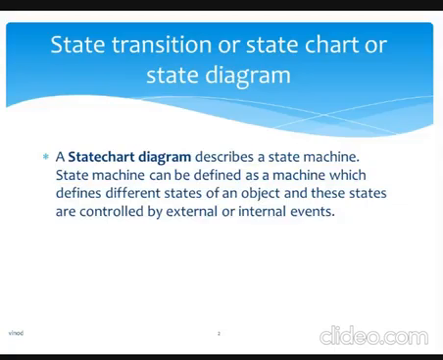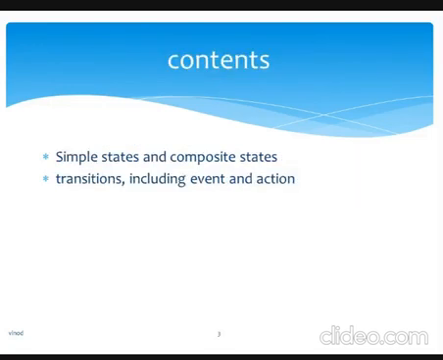So what is a state chart diagram? In this state chart diagram, it will discuss the state machine. The state machine is a machine which defines different states of an object, and these objects are controlled by events. The contents or features in this state chart diagram are simple states, composite states, transitions, events, and actions.